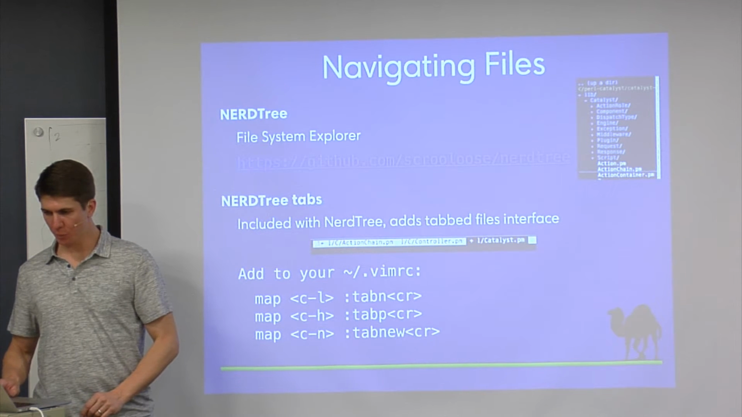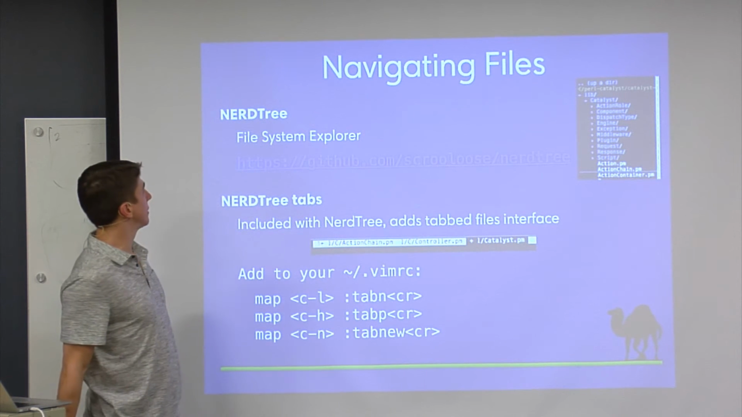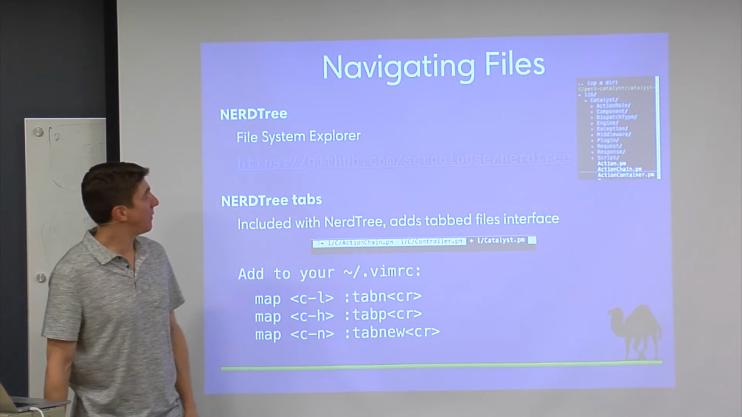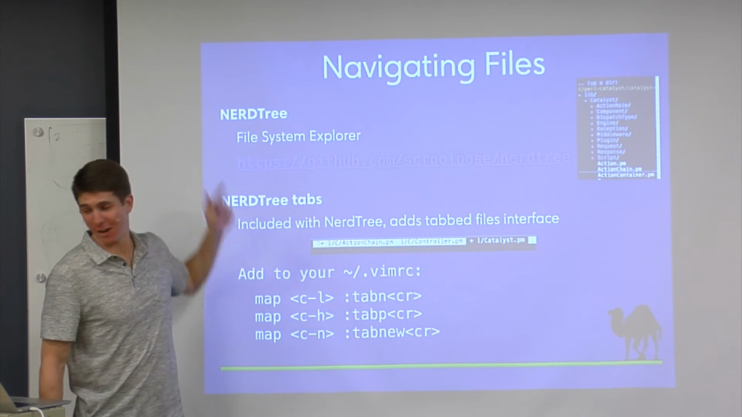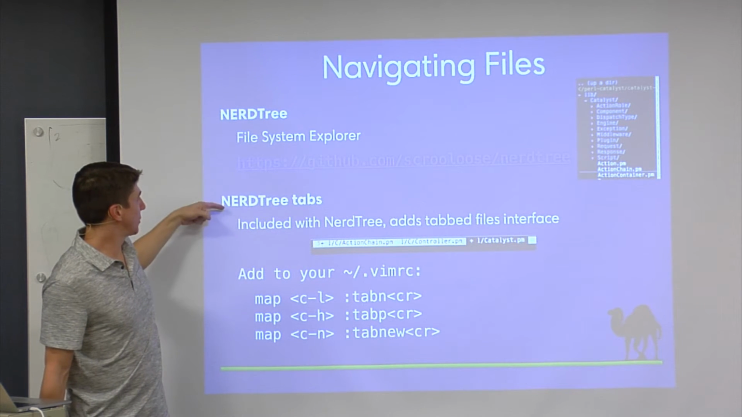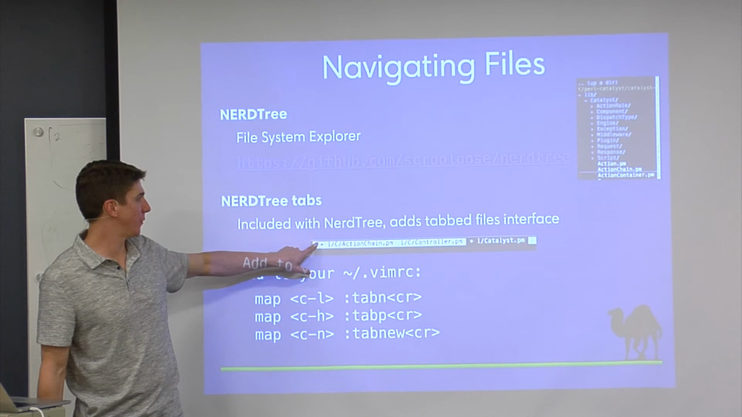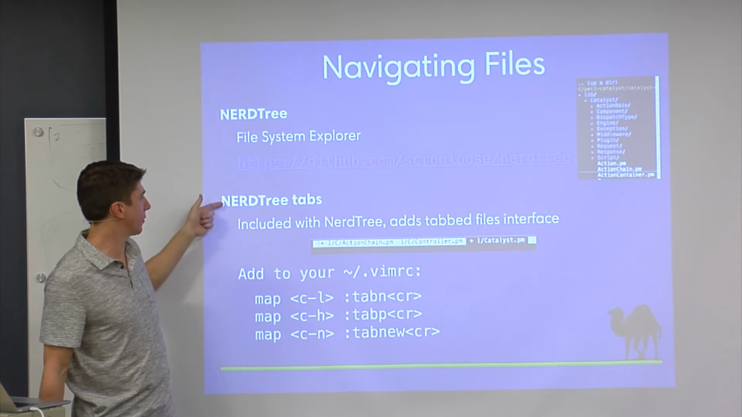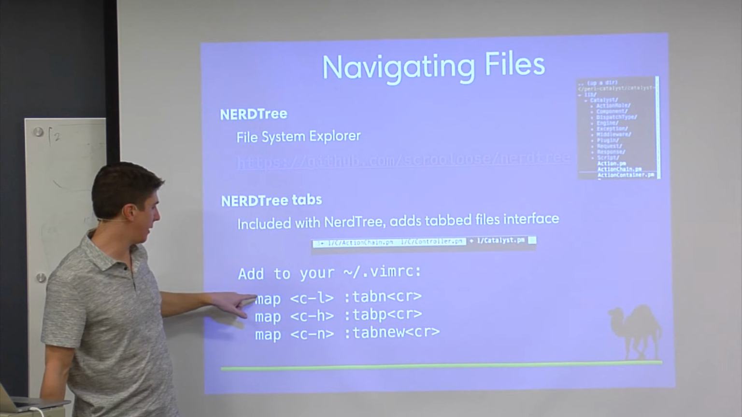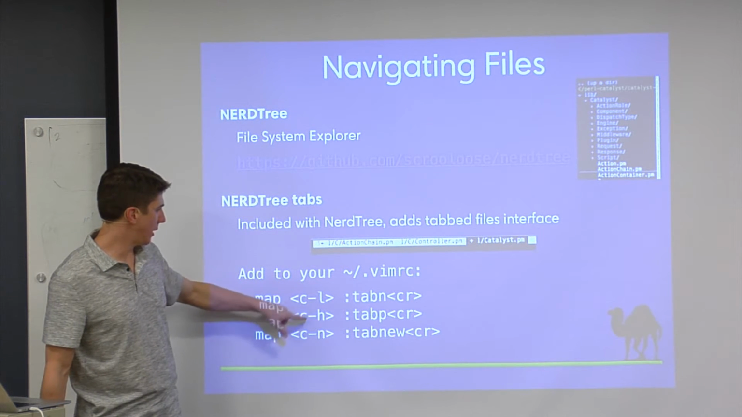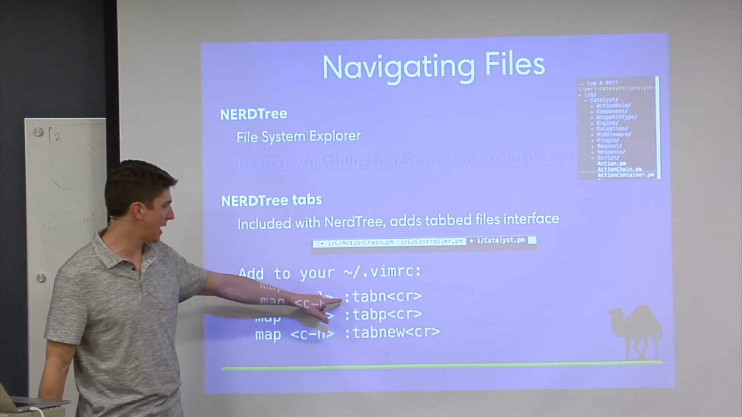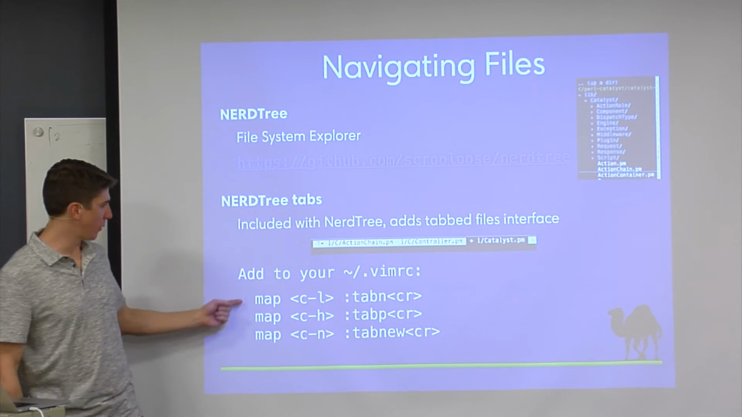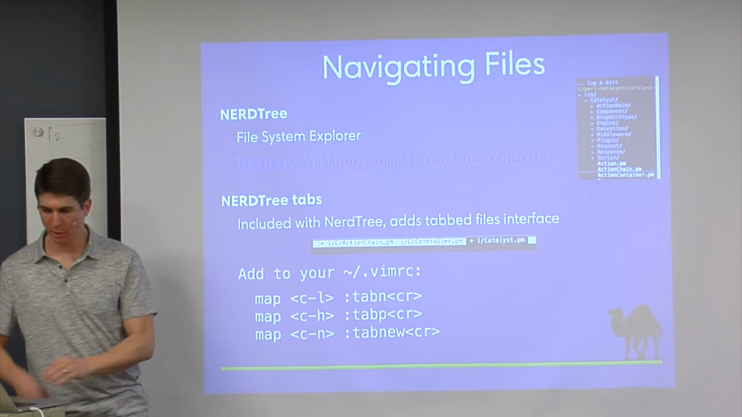All right, a couple more plugins, and these are for navigating files. So File System Explorer, NerdTree. NerdTree is awesome. NerdTree also comes with tabs. So I told you about tabs a minute ago. That wasn't necessarily a built-in Vim thing, but it comes free with NerdTree, called NerdTree tabs. And so I added Control L, Control H, and Control N to go tab previous, tab next, and tab new. So I just add those to my vimrc file, and then I get the ability to control my tabs.